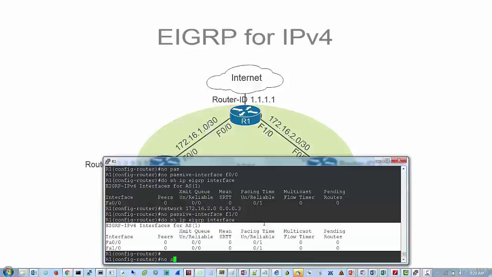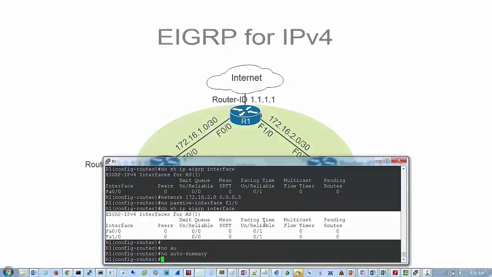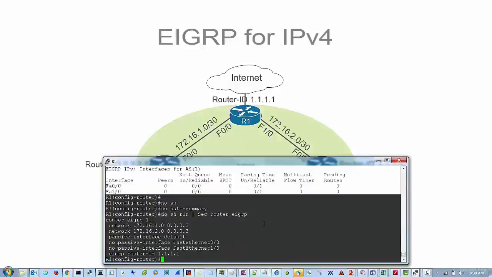Next, we're going to say no auto-summary. By saying no auto-summary, we're disabling automatic summarization of networks for EIGRP. Most newer software versions have it disabled by default, but it's good practice to always add no auto-summary to your EIGRP configuration. So do show run | section router eigrp, and here's our whole configuration.